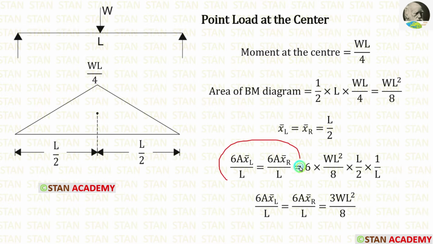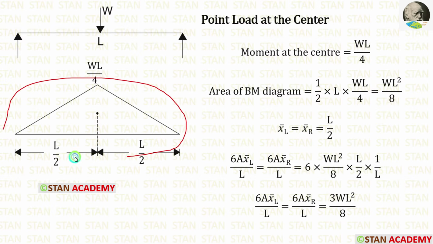Now let us calculate 6A x bar left upon L and 6A x bar right upon L. Finally, we are getting 3WL square by 8. Since this triangle is symmetrical, we are getting the same value for the left side and right side.